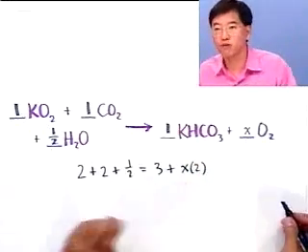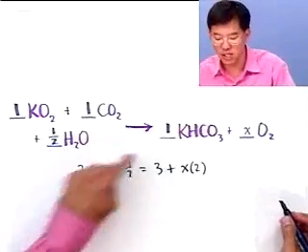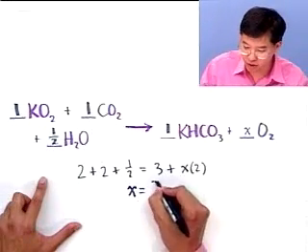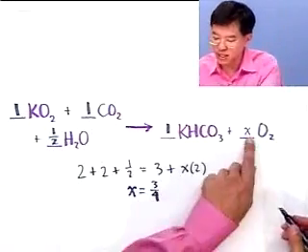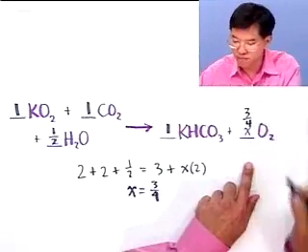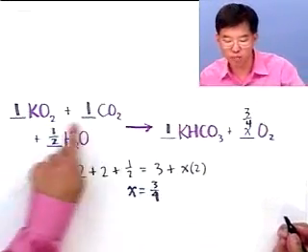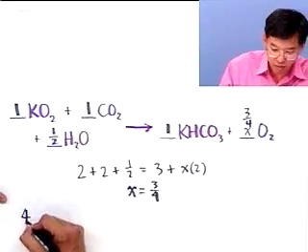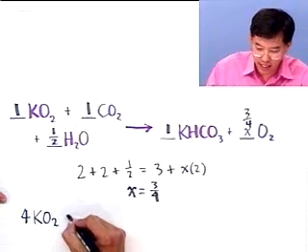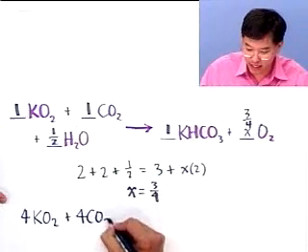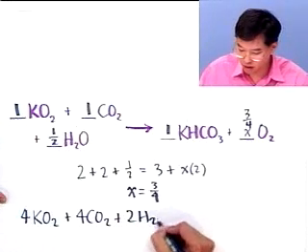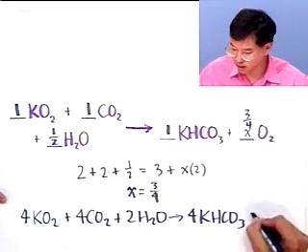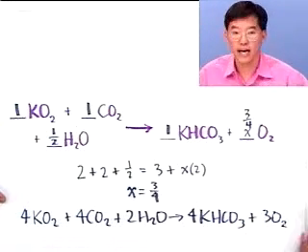Now this is no different from what I was doing before. It's just that we have so many terms, it made more sense to write it out longhand. And if you solve this equation, you get x is equal to 3/4. So in other words, this is 3/4. And now if we clear the fractions, we have to multiply through by 4 to clear this fraction. And so this balanced reaction will be written 4 potassium superoxides plus 4 carbon dioxides plus 2 waters goes to 4 potassium bicarbonates and 3 oxygens.